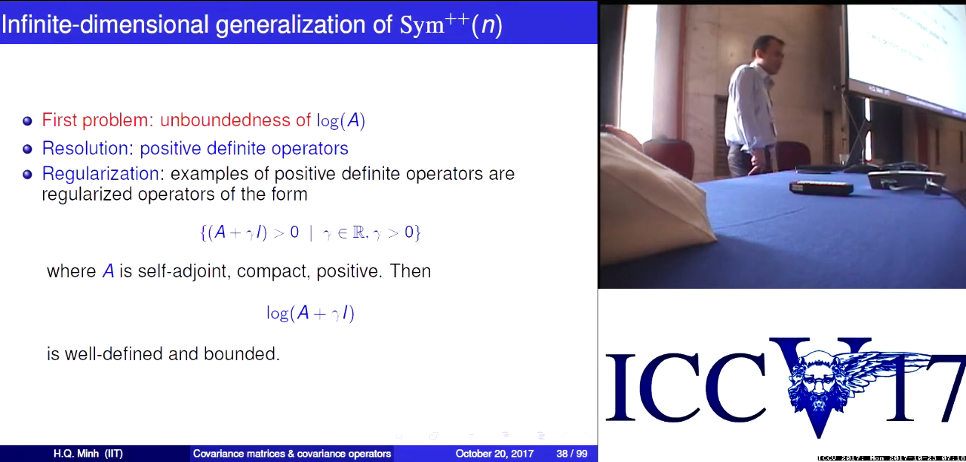Okay, so the resolution. Since it's unbounded, we have to ask for positive definite operators, and this regularization is a nice way of doing it. So instead of A, we compute A plus gamma I, where gamma is greater than zero. If we use this form A plus gamma I, then log of A plus gamma I is always well defined and bounded, because the eigenvalues are now bounded from below by gamma. So we always use this regularization, A plus gamma I. This is one way of doing it.